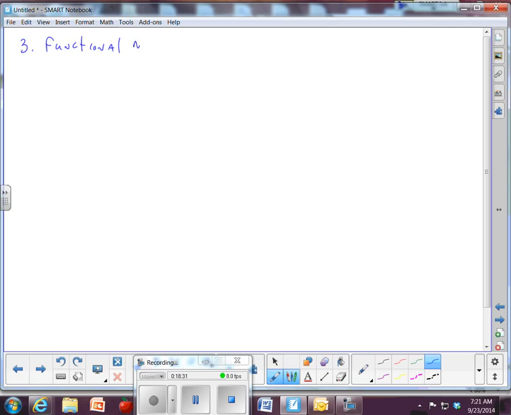Number 3, functional notation. Don't make a big deal out of functional notation. It's just a different way of representing a function. I'm going to use my red here and write lowercase f with parentheses x, and have it equal 5x minus 3. This is functional notation. If you would read this, it would be a function of x equals 5x minus 3.